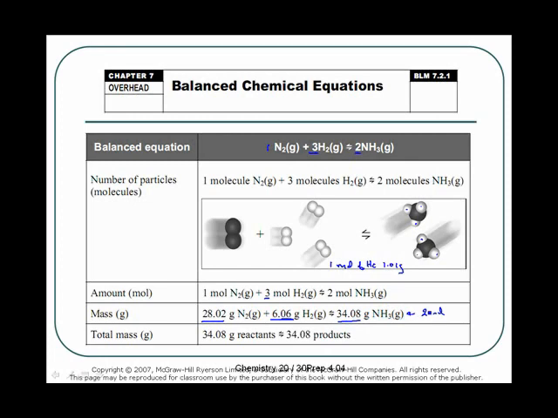We could double check it using our molar mass formula. And it should make sense that the total mass of reactants has to be equal to the total mass of products because we conserve mass through chemical reactions.